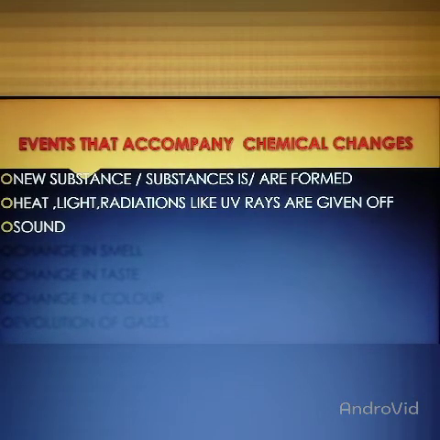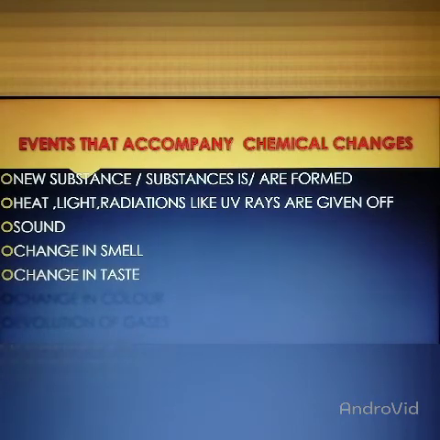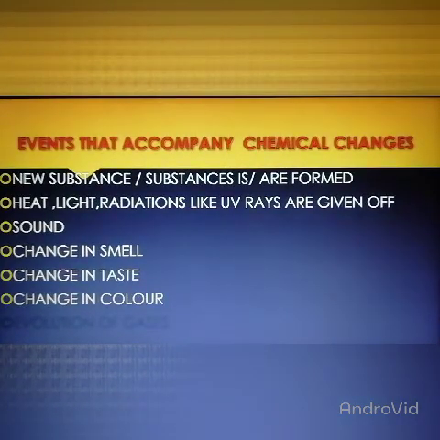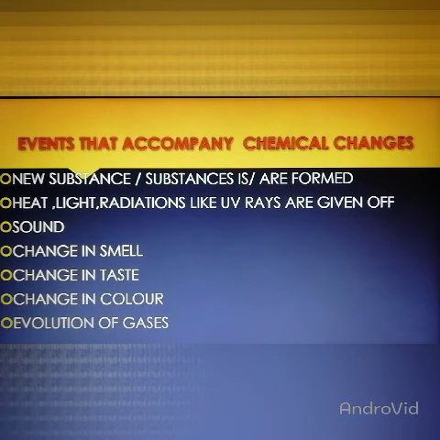Then there is change in smell, taste, color. These changes you'll usually find when chemical changes occur, like during curdling of milk, right? Or when the fruits ripen, or when you get compost manure, right? The compost manure is also a result of chemical change. The smell changes, and of course we don't taste compost manure. Now there is evolution of gases in some of the chemical changes, like photosynthesis, or during explosions, right? So these are some of the changes or events that accompany chemical changes.